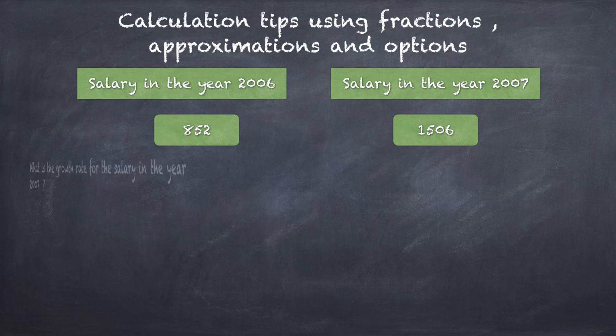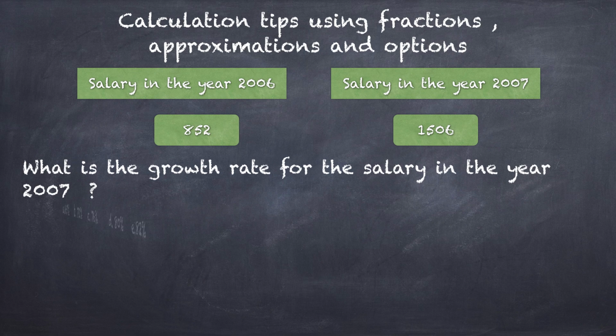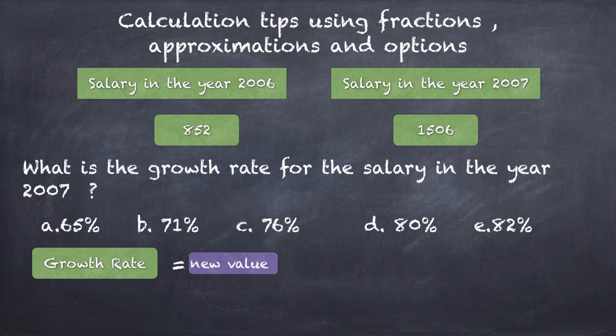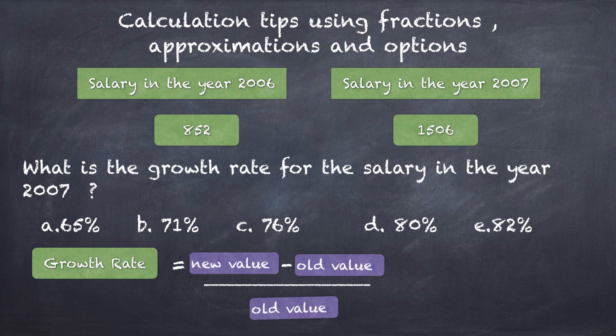Let's say the salary in the year 2006 was 852 rupees, and the salary in the year 2007 was 1506. And the question is, what is the growth rate for the salary in the year 2007? This time options are given, and this is what we'll be doing. Instead of doing detailed calculations, we'll be using approximations, fractions, and the help of options to come to our answer without actually calculating the whole thing. So let's try it out.